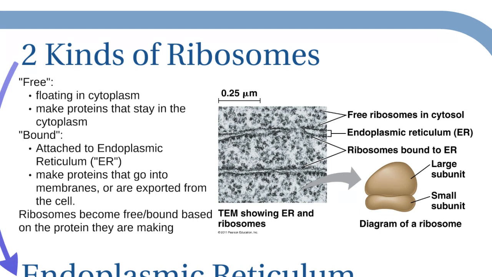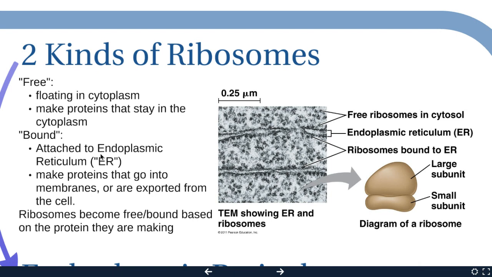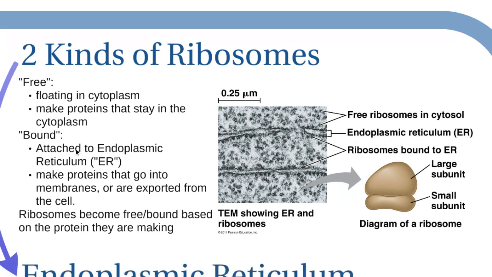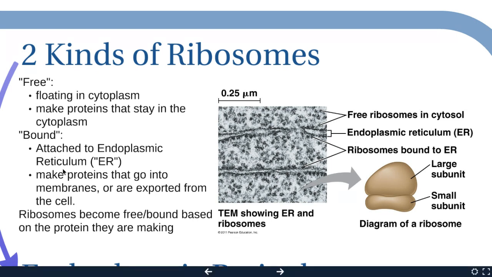But if a protein is needed outside of the cell, to be exported from the cell, it will be made at a bound ribosome, and those are attached to the ER. So hopefully remember ER, endoplasmic reticulum, there's smooth and there's rough. The rough ones are studded with the ribosomes that are making the proteins that are going to be exported from the cell. So here you can see some free ribosomes, and here you can see the ribosomes attached to the membrane.